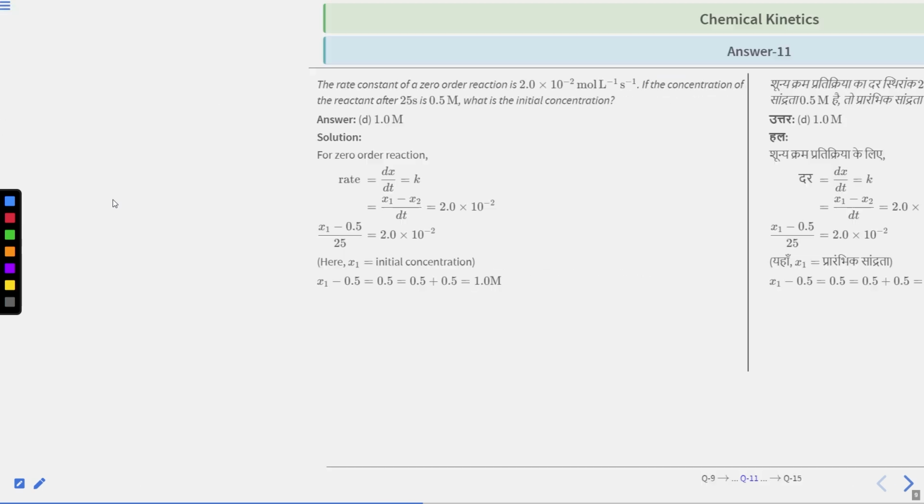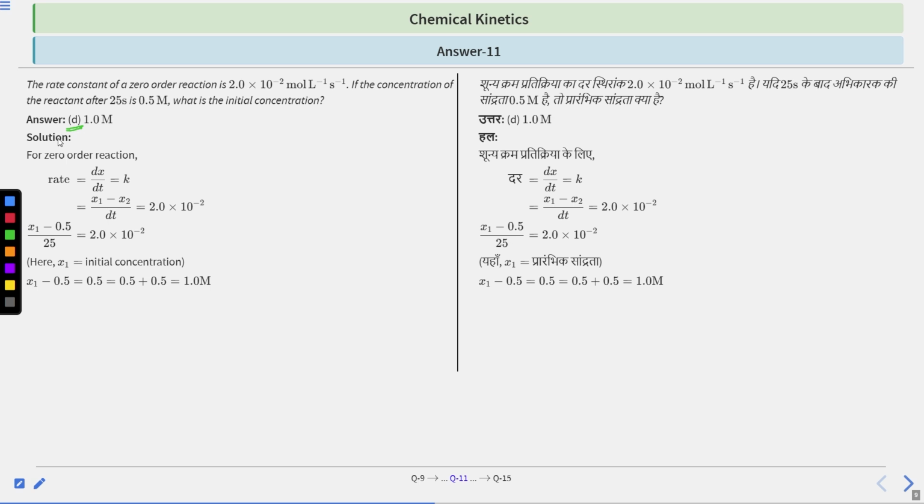Okay, let's see. So the correct answer is option D, that is 1 molar. So for a zero order reaction, you know that the rate is equal to K, or dx by dt is equal to K, that is the rate constant. And dx by dt, you can write it as x1 minus x2 divided by dt. Basically, it is x2 minus x1, but we write it as x1 minus x2 divided by dt. And K is given as 2 times 10 to the power minus 2, right? So, basically rate is minus dx by dt, right? So that minus we take inside, and it will become x1 minus x2 from x2 minus x1.